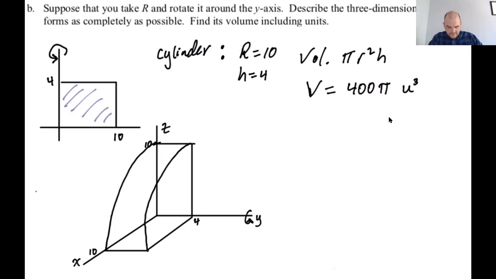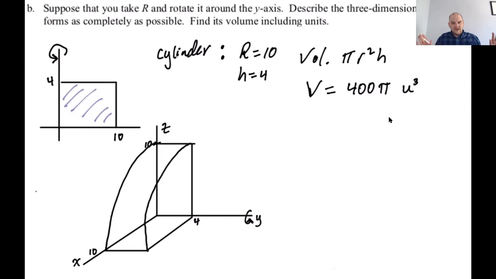So now I want to try to describe this, right? I'm going to try to write parametric equations for this. So let's think, what is happening? I know that y is always going to be equal to, no, y is not going to always be equal to 4.